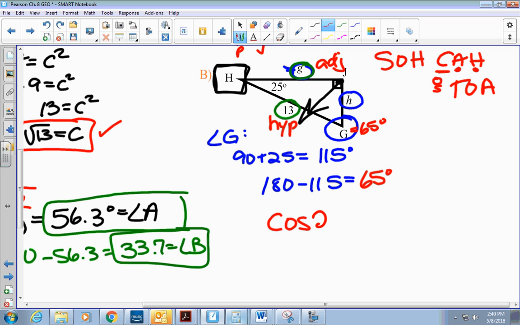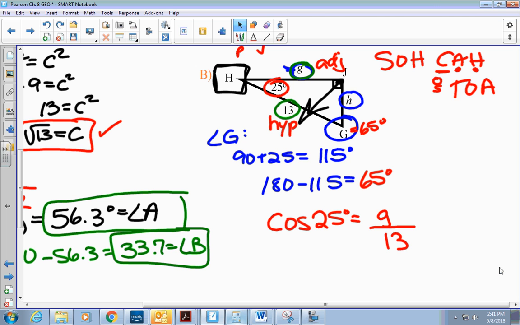Our angle is 25 degrees. It's this guy right here. And the adjacent side is G. And the hypotenuse is 13. Joe, what's step number 2 so we can find our baby G? Not yet. Put the 1 underneath cosine of 25.